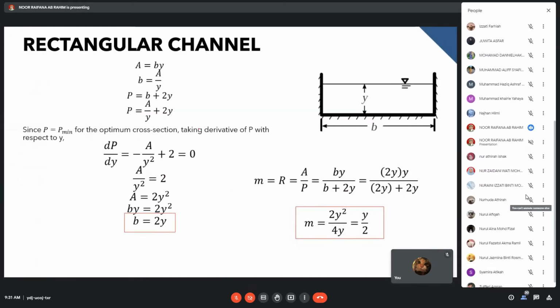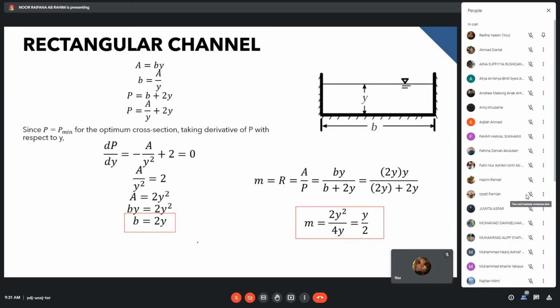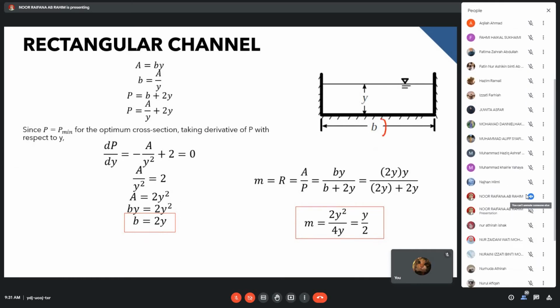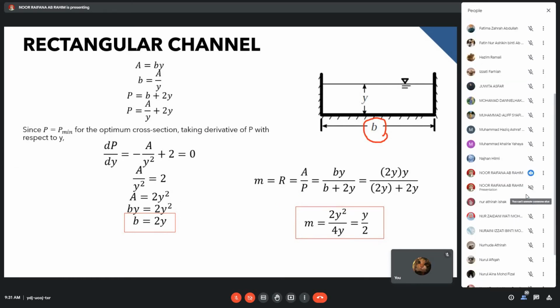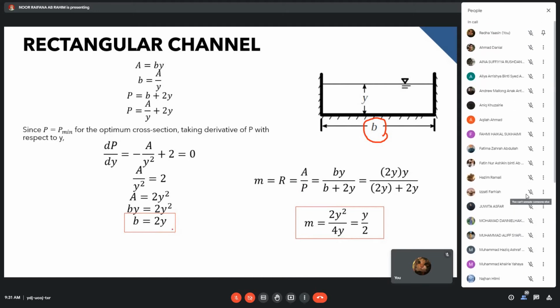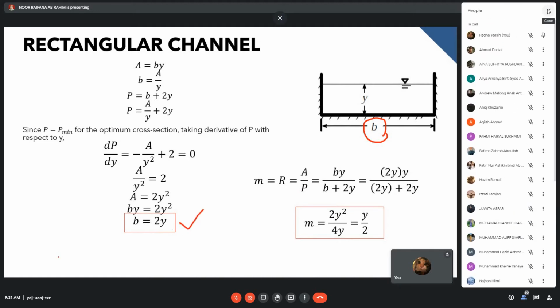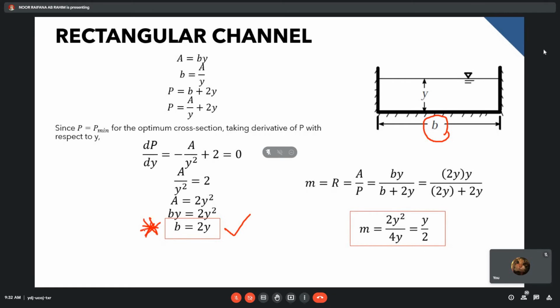Okay, so for rectangular channel, what you have to know is the B, the base here. For optimum, the B must be equal to 2y. So this is important lah. You have to remember this. And also the wetted perimeter is equal to y over 2y, or the depth. So this one is very important. You have to remember this equation.